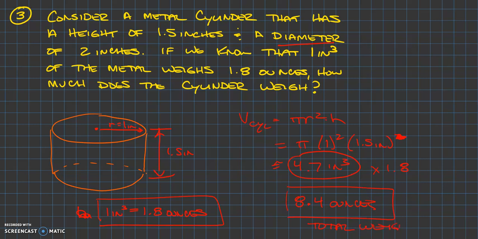And so if we know that we have this metal cylinder with a 1 inch radius, a 1.5 inch height, and that 1 cubic inch of it weighs 1.8 ounces, its total weight is 8.4 ounces.